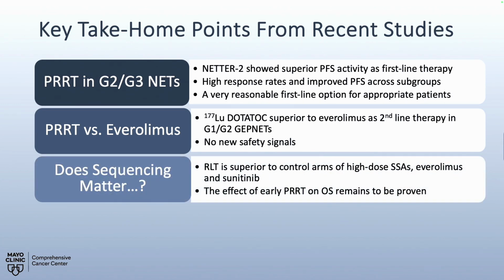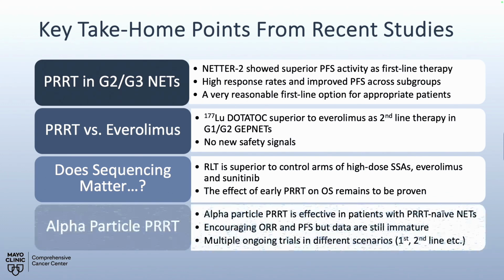Does sequencing matter? Well, we don't really know. So the radioligand therapy seems to be superior to all of the other arms, but at the end of the day, will it change life expectancy? Time only will tell when we look back at these trials 5-10 years down the road. And then alpha particle therapy is probably here to stay, effective in patients who are PRRT naive and patients who've previously received PRRT, and there are ongoing trials.